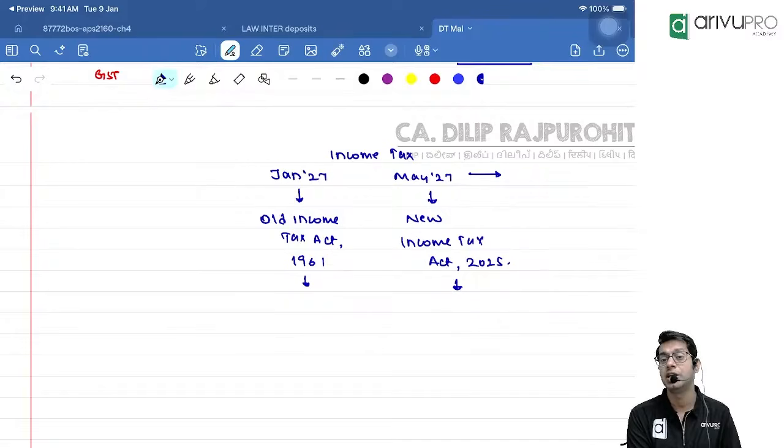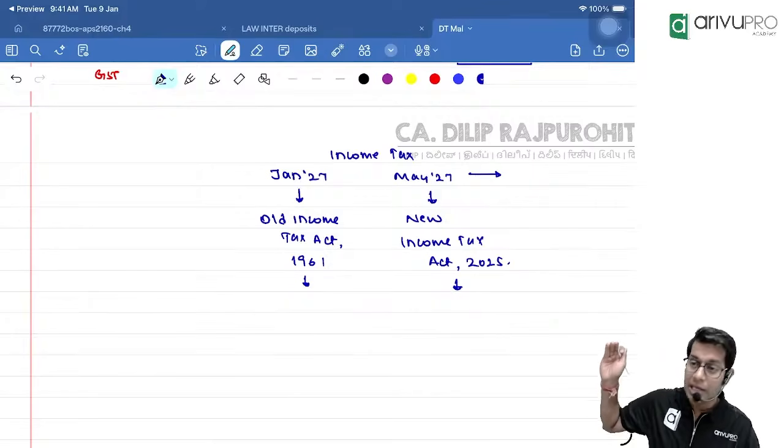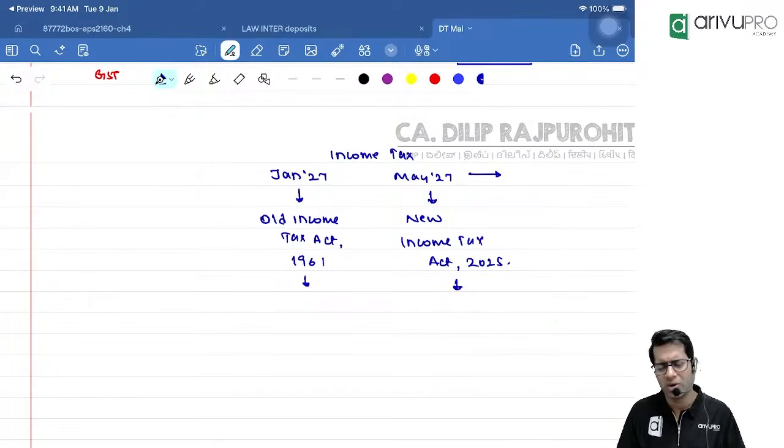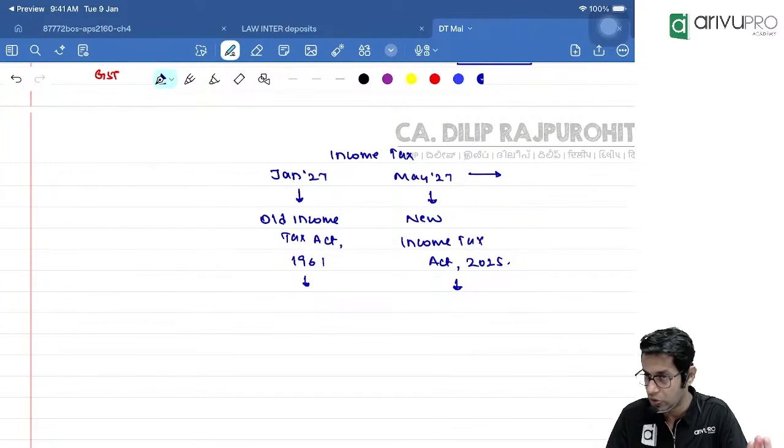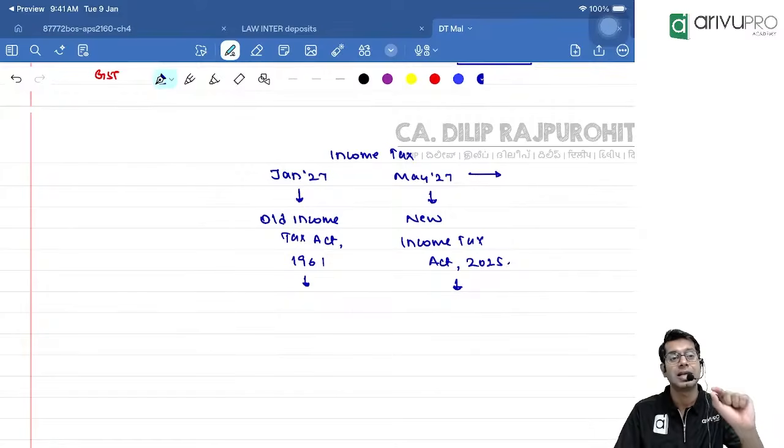They have not changed the law completely. Whatever you are going to see under old income tax, old or new, it does not matter. Whatever you are going to see in this classroom, the same thing is there over there also. The only thing is the section number has changed.